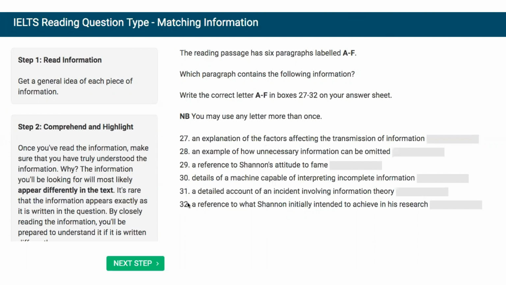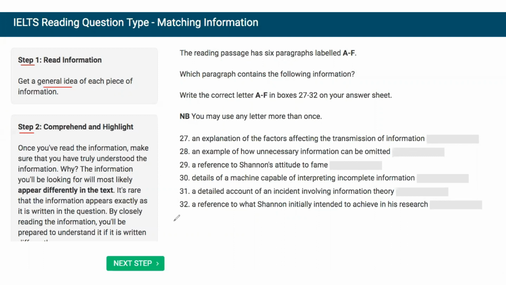But like I said, we have 6 pieces of information here, so 6 questions. And we're going to start with step 1. So the first step and the second step, with time and with practice and expertise, you can combine these 2 steps. But for now, I would suggest taking it one step at a time just to really break down this example and make sure that you're understanding everything. So I'm going to do step 1 first, followed by step 2. And in step 1, I'm just going to get a general idea of each piece of information.